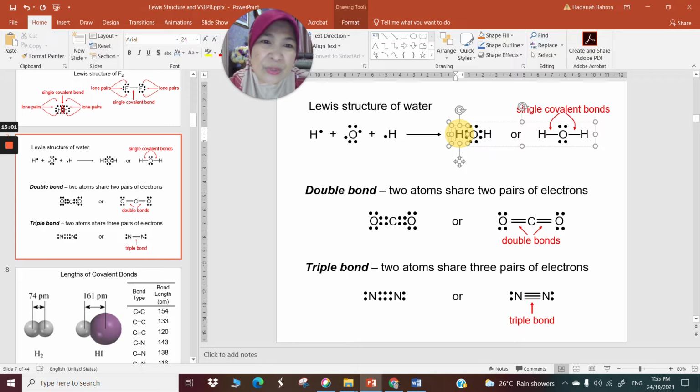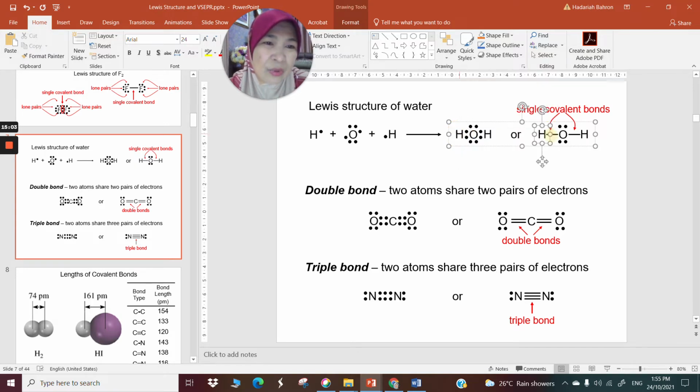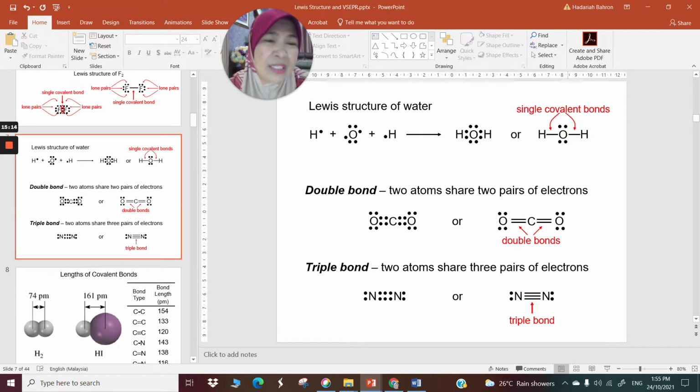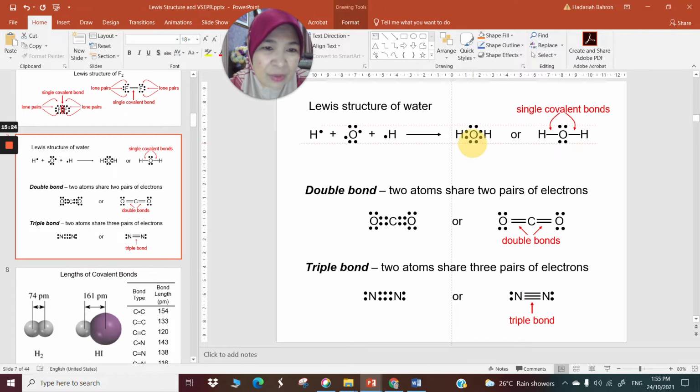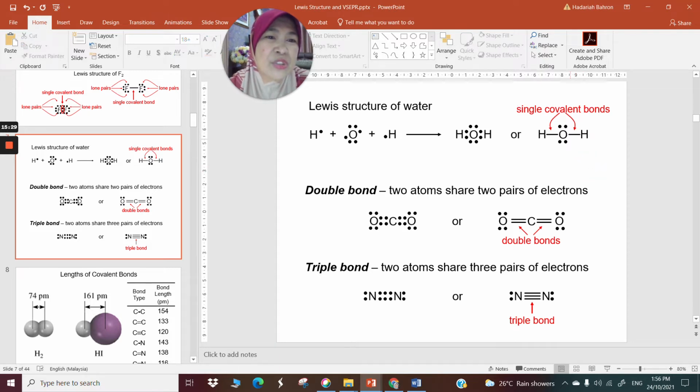You have here the hydrogen on the left shares its electron with the oxygen to make a covalent bond, and hydrogen on the right also shares its single electron with oxygen to make another covalent bond. So in water, oxygen is bonded to two hydrogens making two covalent bonds, and you will see that there is one lone pair of electrons at the bottom and another lone pair of electrons at the top. So you have two single covalent bonds and two lone pairs of electrons. So that is about water.